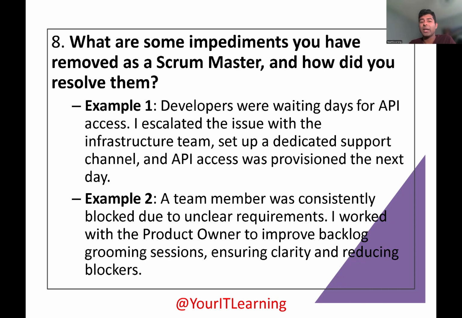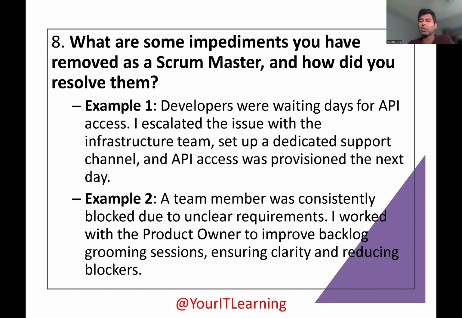A developer was waiting for API access and was not getting that access. So maybe in the stand-up, he told the Scrum Master, "I don't have the API access. How should I work on my user stories?" That's how the Scrum Master helped him, so he got the access quickly. Example 2: a team member was consistently blocked due to unclear requirements. I worked with the product owner to improve backlog grooming sessions, ensuring clarity and reducing blockers.